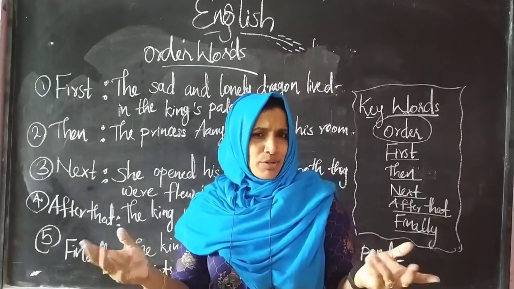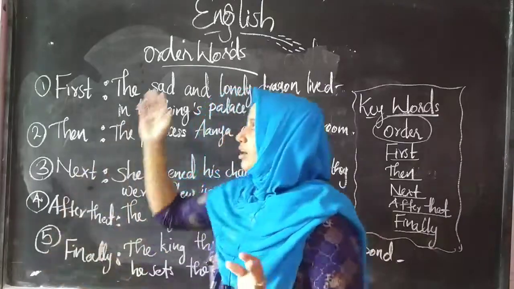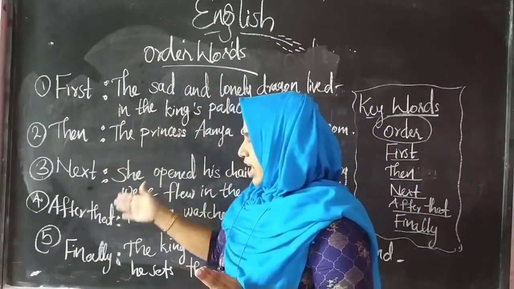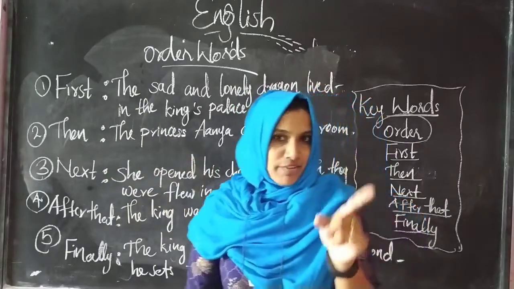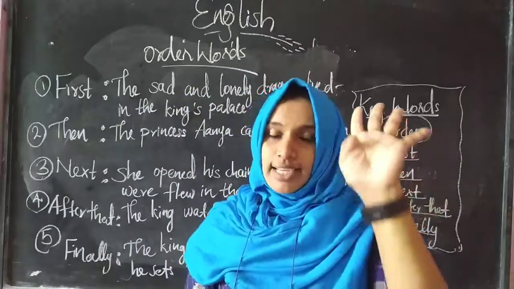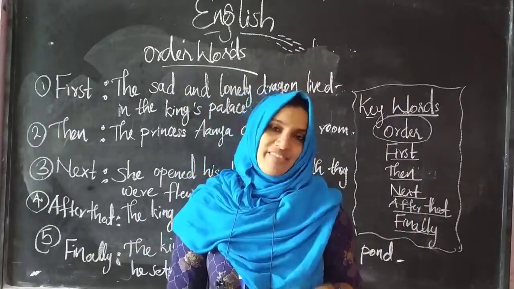So can you tell me what we have learned today? Yes, we have learned about the order words. First, then, next, after that, finally. Say with me: first, then, next, after that, and finally. These are the 5 order words that we have learned today.